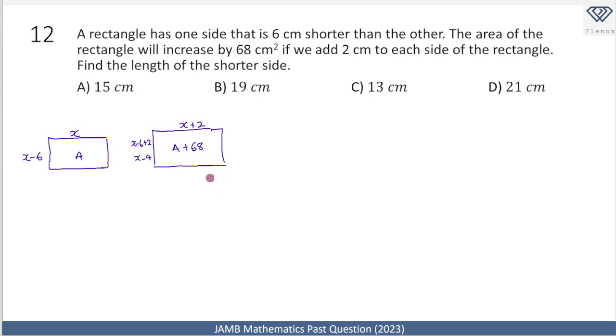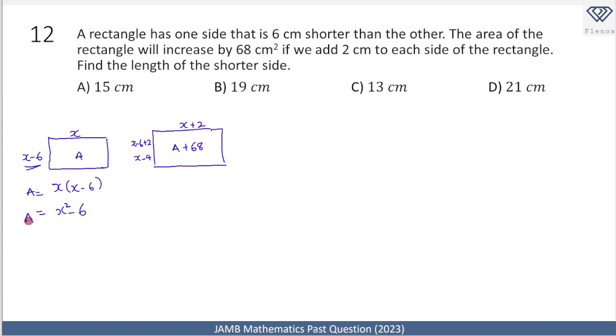Now what are we told? We are told to find the length of the shorter side, or in other words, x minus 6. So let's try to find what the area is for both of these rectangles. For the first rectangle, we know that the area A will just be x times x minus 6, right? And that is just going to be x squared minus 6x. That is A.